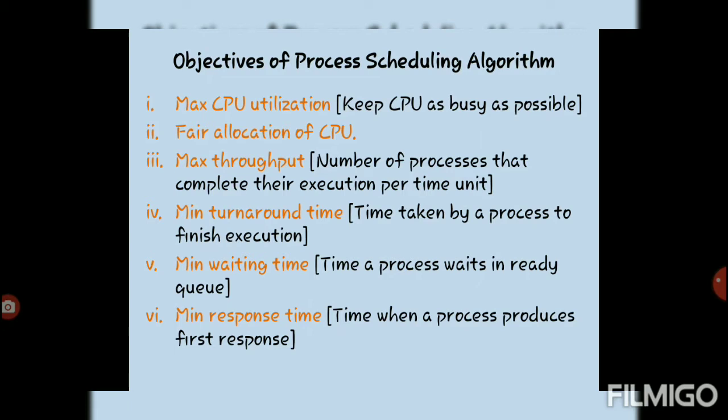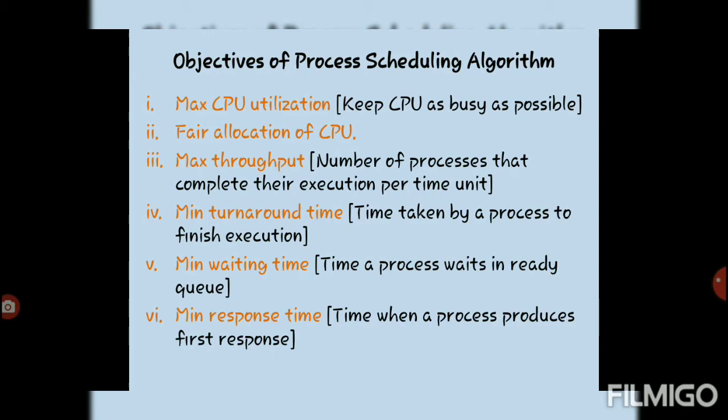Okay, right. So these are the objectives of process scheduling. The first one is maximum CPU utilization. You know, the processor, the CPU, has to be always busy. So the first objective is to keep the CPU busy. The second one is fair allocation of CPU. Fair allocation means, for example, if process 1 comes at 10 o'clock, and the second process comes at 10:15, we cannot allocate the process which comes at 10:15 first. The process which arrived first should be allocated first. If we allocate the late process first, that will be unfair. So fair allocation should be kept.